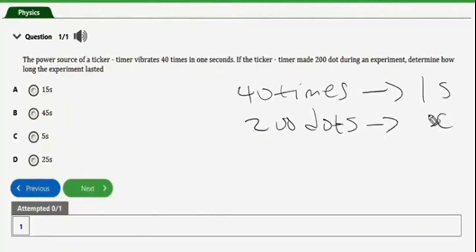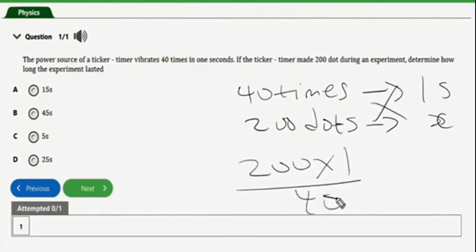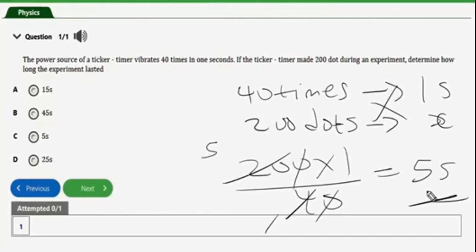You're looking at the value of x. So simple logic, cross multiply. This will give you 200 dots times 1 second over 40. So you cancel this, and for instance, 40 goes into 200 five times, so it will perform this in 5 seconds. Okay, so the correct option in this question is option C.